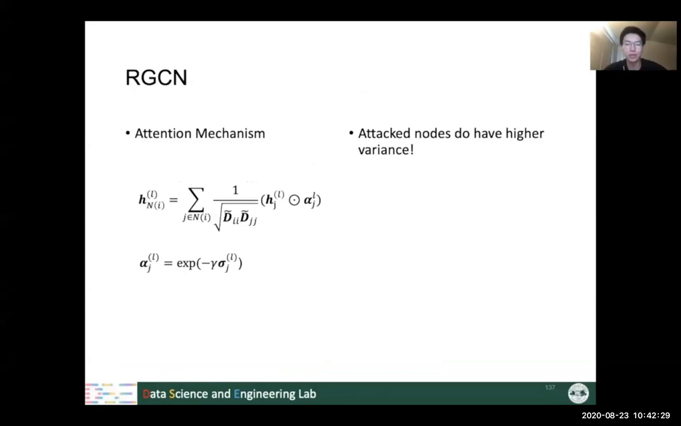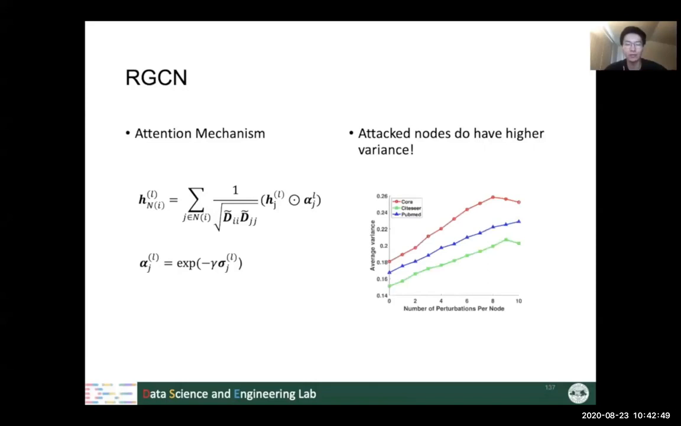Here, alpha j is the attention score assigned to node j. As we can see here, if the variance sigma is large, the attention score would be very small, thus achieving the goal of penalizing high variance nodes. In experiments, it has been demonstrated that the attacked nodes do have higher variance, which is in line with the motivation of RGCN, as shown in the right-hand figure.